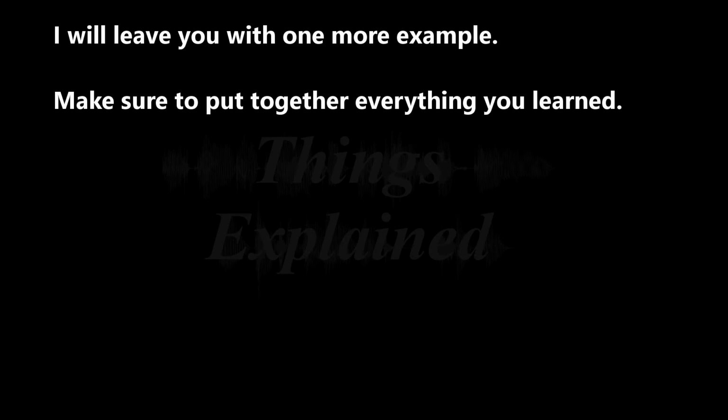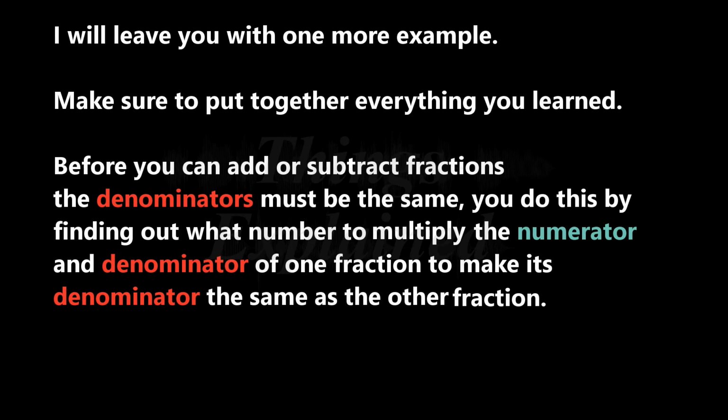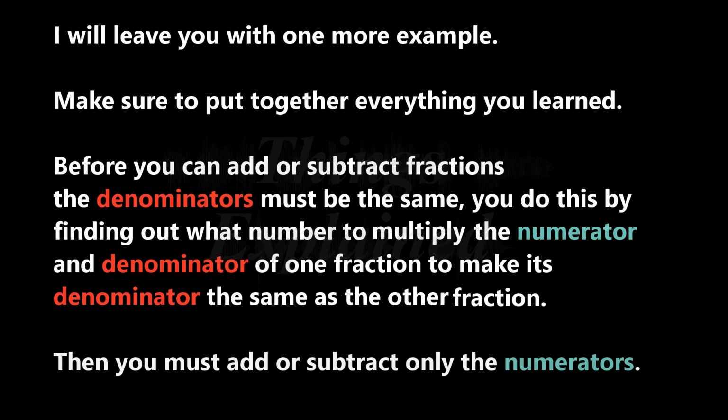Before we tie up loose ends, let's put together everything we learned so far. I will leave you with one more example. Make sure to put together everything you learned. Before you can add or subtract fractions, the denominators must be the same. You do this by finding out what number to multiply with the numerator and denominator of one fraction, to make its denominator the same as the other fraction. Then you must add or subtract only the numerators.